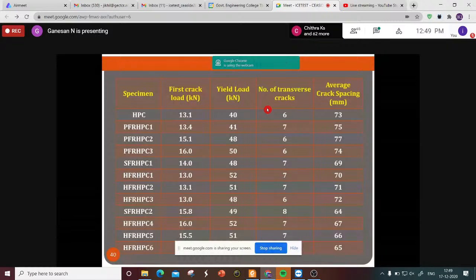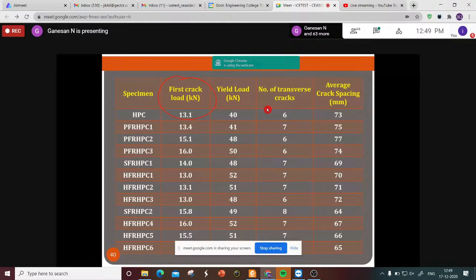When you see the first crack load, how will you define that? The first crack load is the load at which the first crack appears. That will happen when the tensile strength of the matrix is exceeded. When you apply load, the stress will develop. When the stress exceeds the strength of material, the first crack will appear.